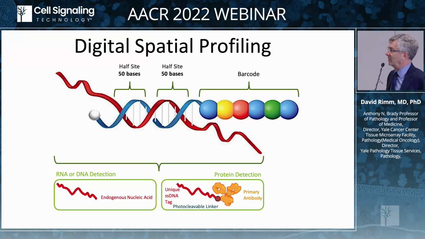The last one, the one I'm going to talk about, and my favorite, is digital spatial profiling. This one works by taking an antibody and linking it with a photocleavable linker to a unique single-stranded DNA tag, and then recognizing the tag attached to a barcode to count how many you have, but it doesn't create an image.